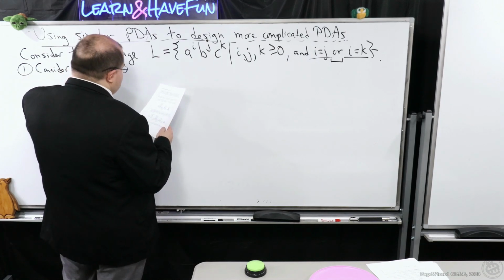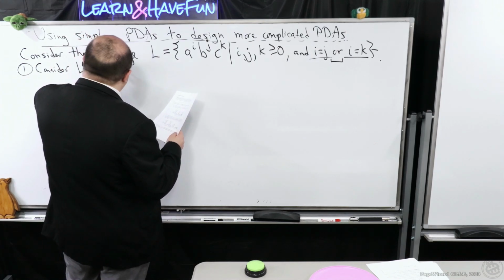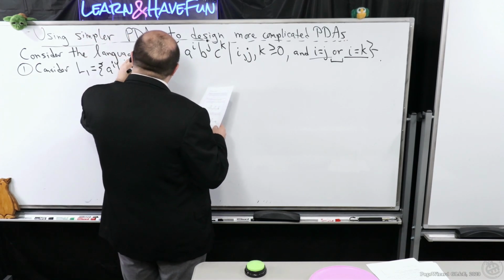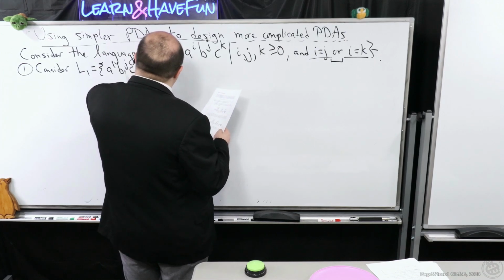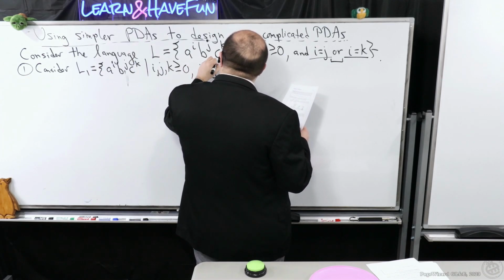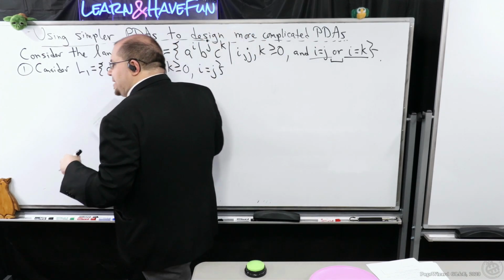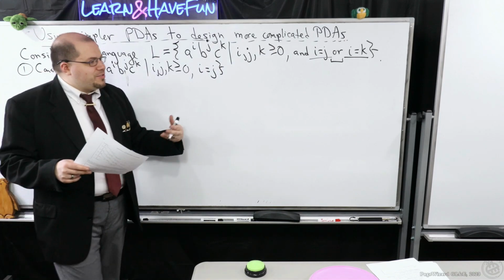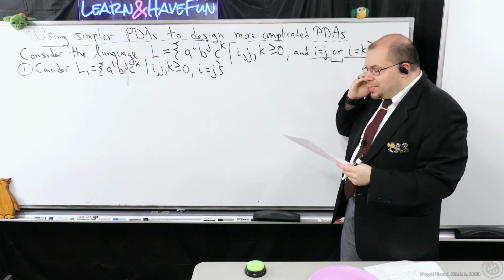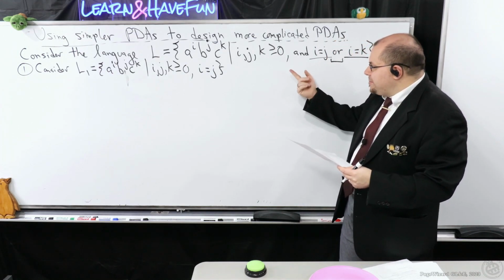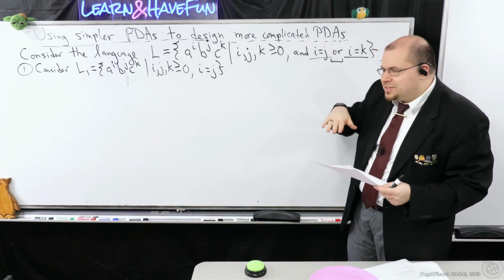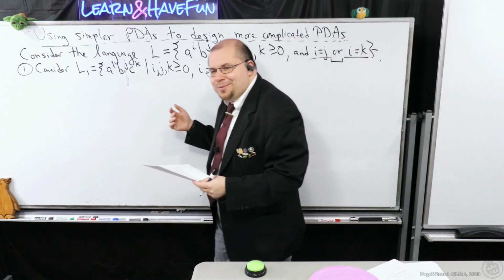Consider L1, which is just going to be the same thing we have up here. a to the i, b to the j, c to the k, such that i, j, and k are at least 0. And it has to be that i is equal to j in this case. So notice that by considering a simpler one, it makes it a little easier for us to play around with, right? So what I'm going to do is think about this a little bit more carefully. Now I'm going to make the input symbols the same as the stack symbols, just because it's a little easier to play around with if you think about it like that.